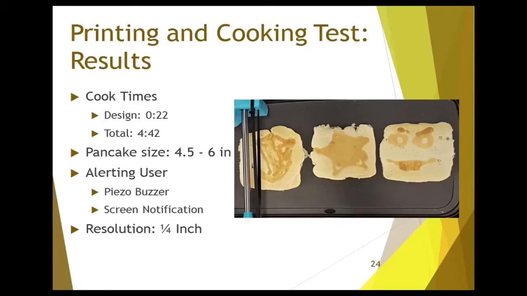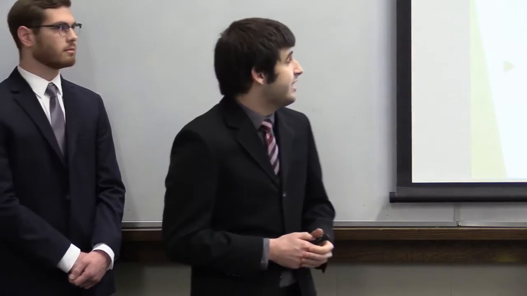So the results of this test: the max time we found for laying out any of our 3 preset designs was about 22 seconds. This is well under our minute mark. Next, the longest time we had for a single pancake of printing, laying down the fill layer, flipping, and removing was 4 minutes and 42 seconds, which is also well under our 8 minutes. Next, our pancake sizes generally vary from about 4.5 inches to 6 inches. This is very dependent on batter consistency.